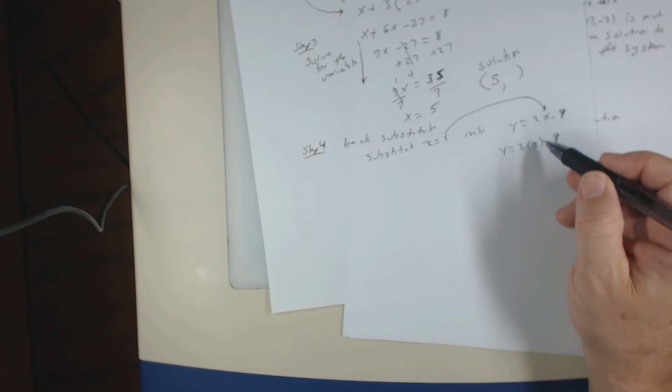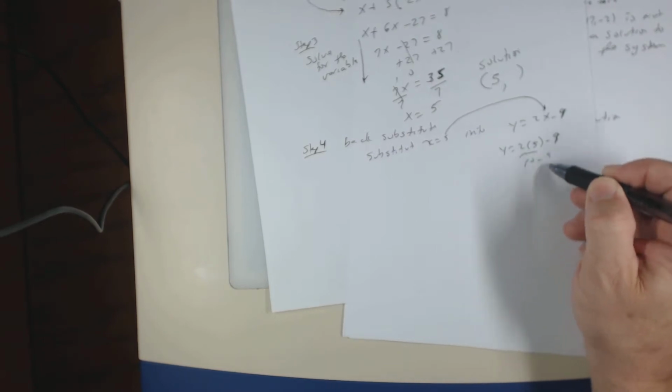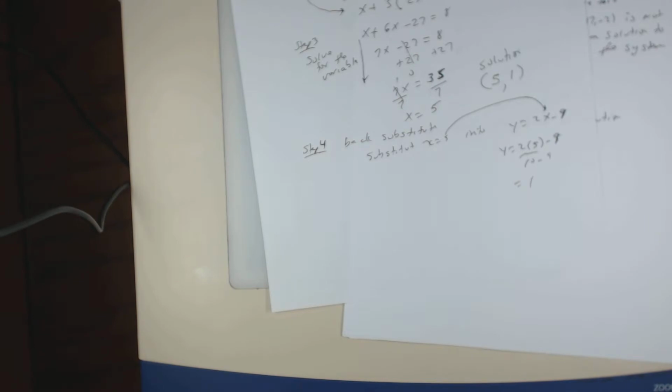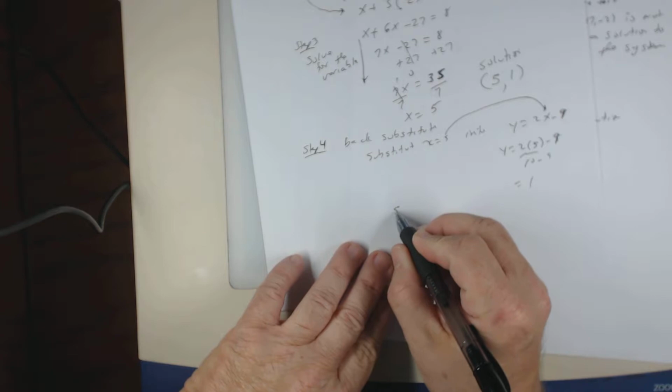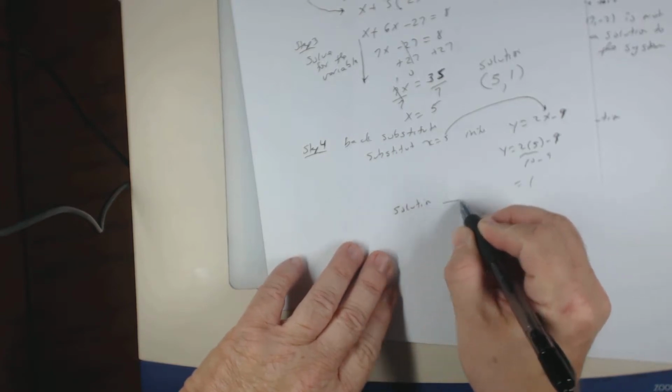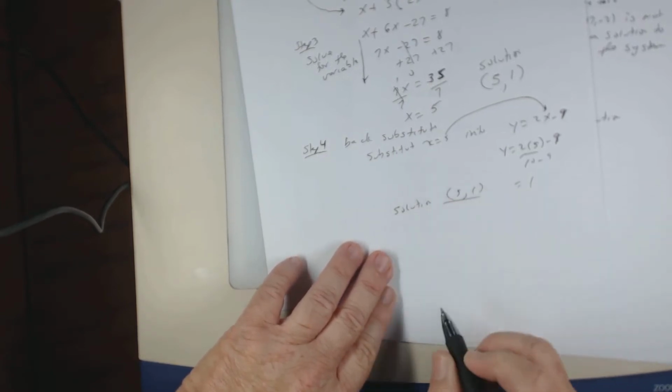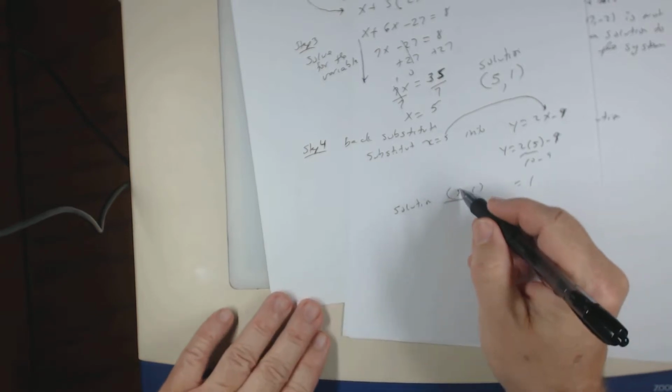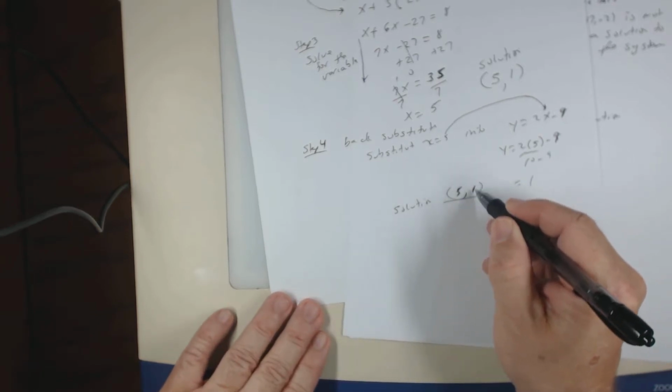All right, so 10 minus 9 is 1. So my solution is 5 comma 1. So that's my solution. In the blank, when it says solution, you would put 5 comma 1. Remember, ordered pair: x has to go first and y has to go second.